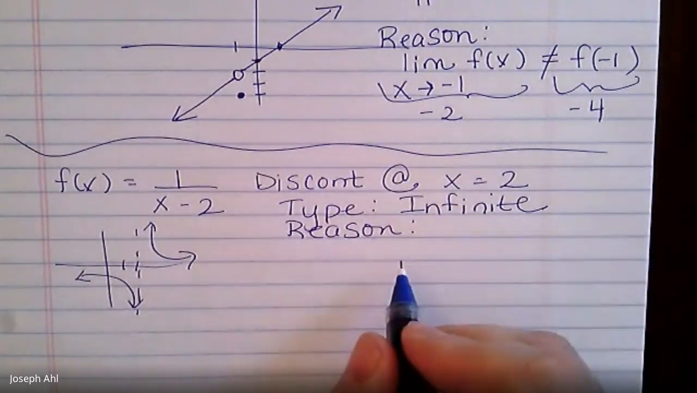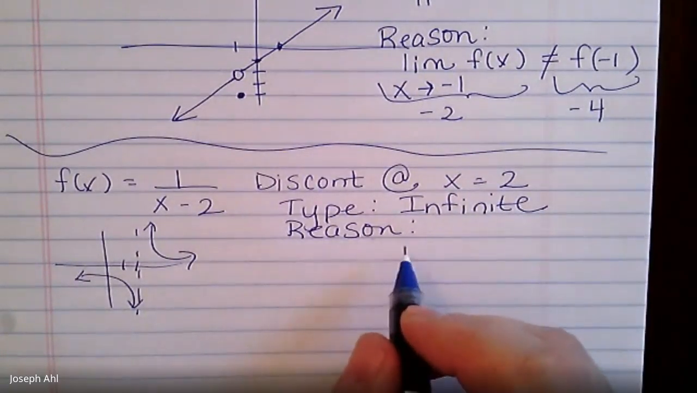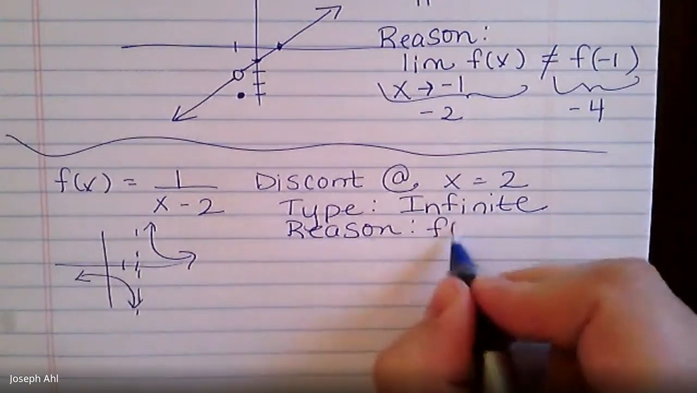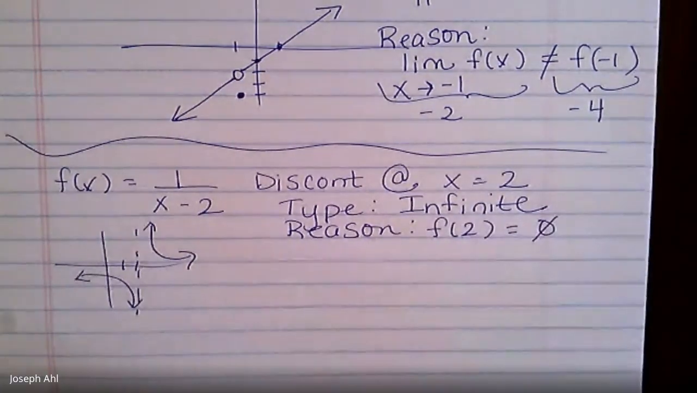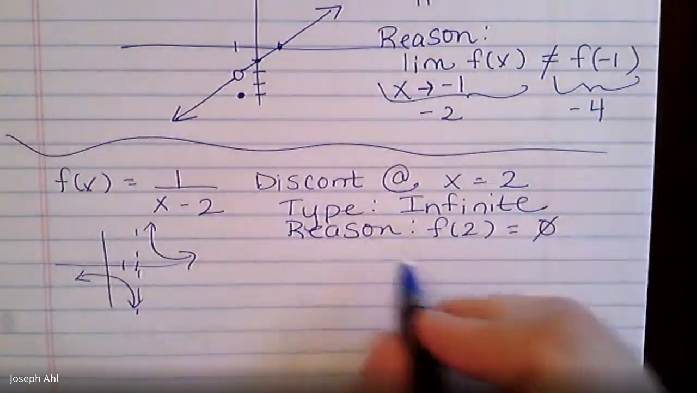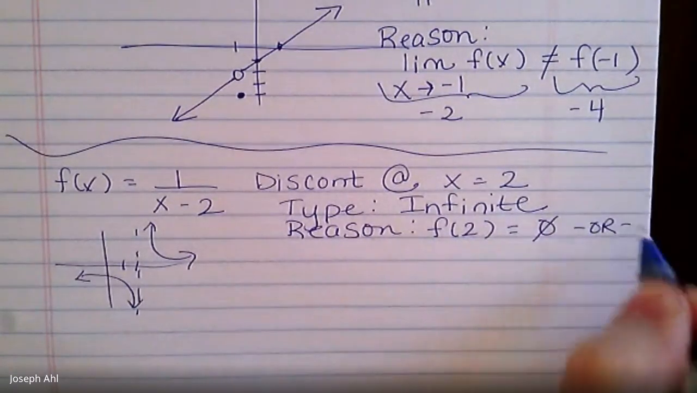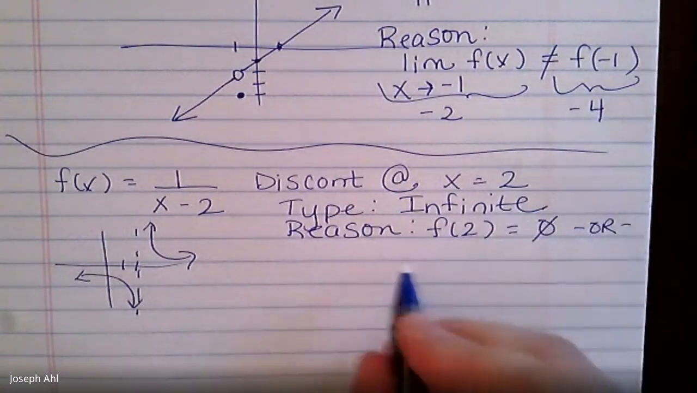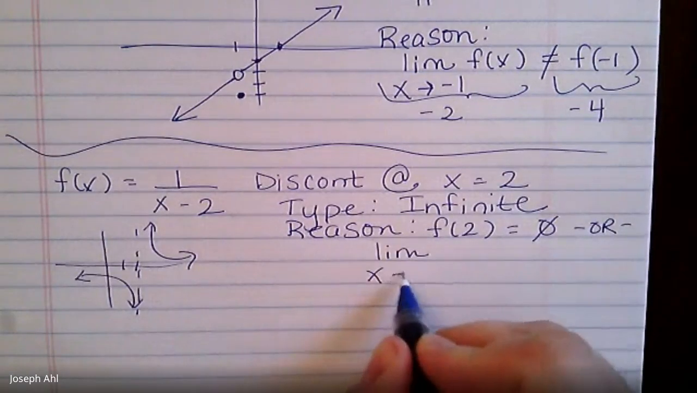discontinuity. And the interesting thing about the reason for this one is you can use one of 2 things. You can say f of 2 has no value. Or I would even accept, I think this is probably the easiest thing, by the way, the limit does not exist either.